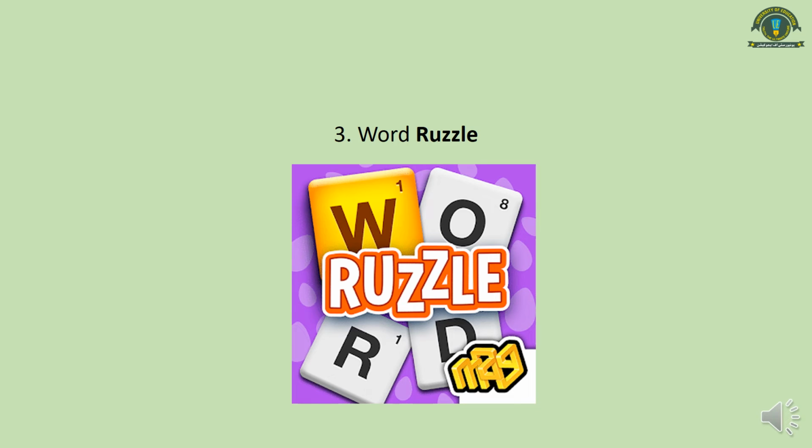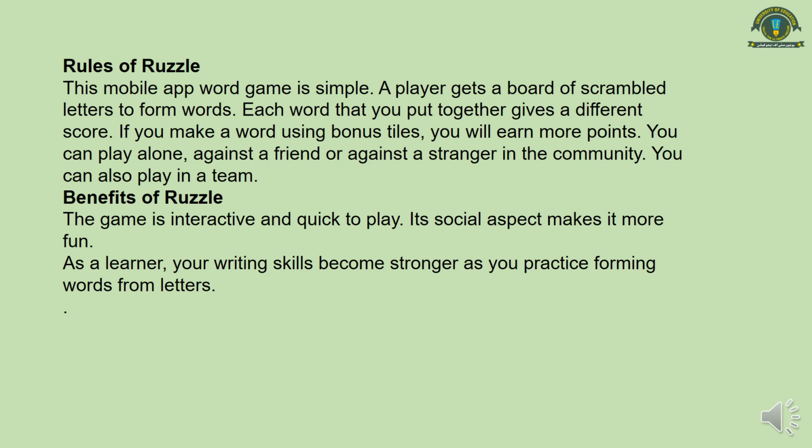There's also a good game, word puzzle. In this, again, we need to jumble up certain things. For example, if things are not in good order, we have to put the words in correct order. Now, this mobile app is a simple game. A player gets a board of scrambled letters to form words. Each word that you put together gives a different score. If you make a word using bonus tiles, you will earn more points. You can play alone, you can play against a friend or against a stranger in the community. You can also play in a team, or you can play with a computer as well.